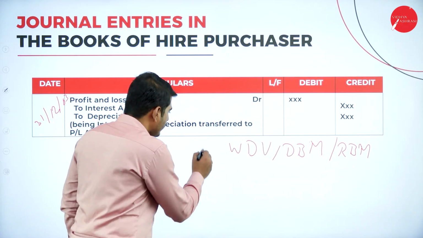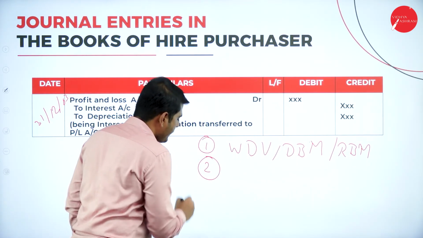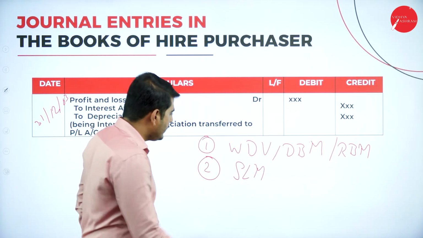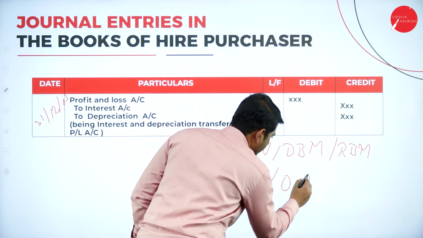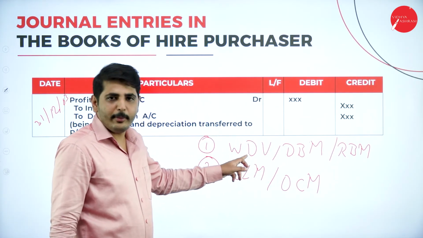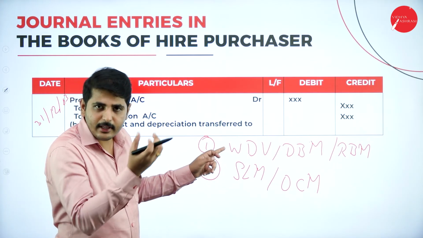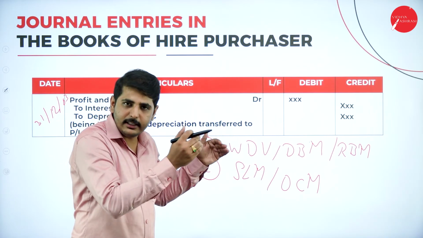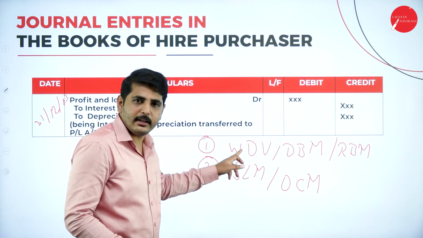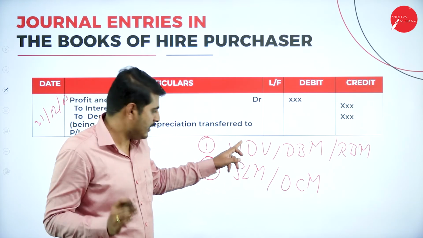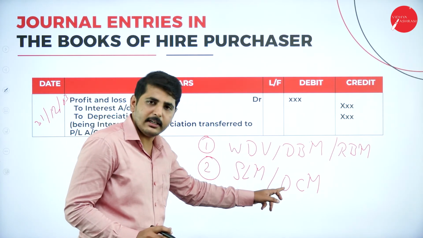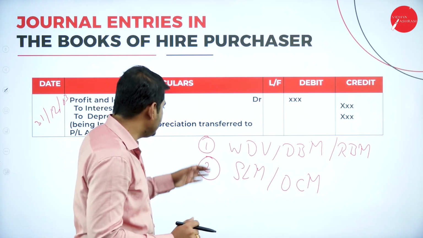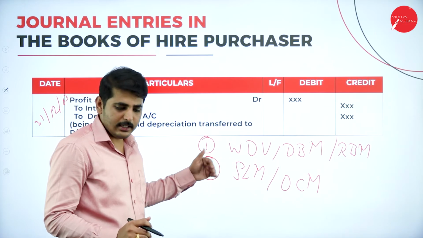Next one, second one, straight line method. It is also called the original cost method. See, written down value method means every year the depreciation will be reducing. Straight line method means the first year depreciation, every year the depreciation will be the same. In written down value method, depreciation will change every year. But in straight line method or original cost method, depreciation will be the same from the first year to the last year. These are the two types of depreciation we will be asked in the question.